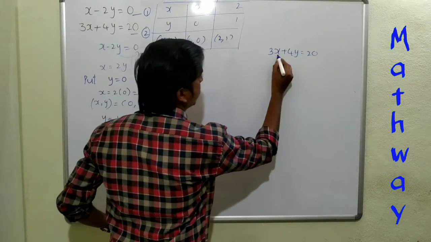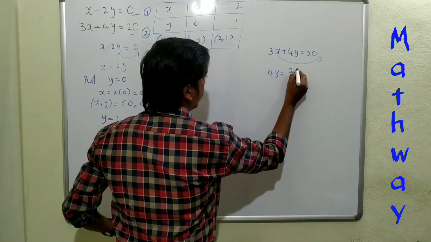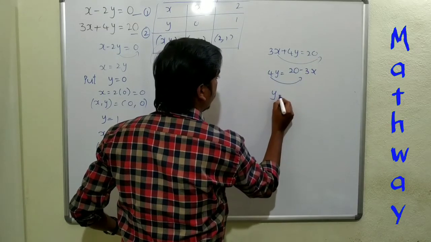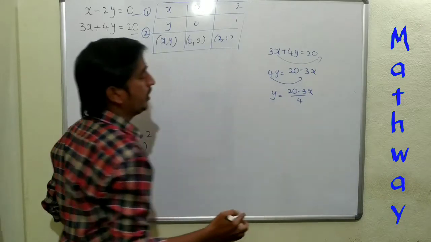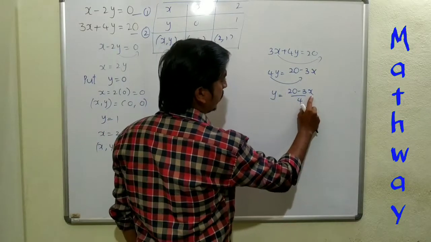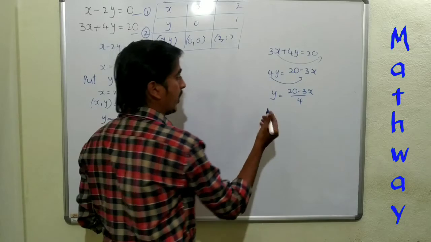So now here I am transposing the x value, then it becomes 4y equals 20 minus 3x. Then after transposing 4, y equals (20 minus 3x) by 4. Now here we need to put the x values, then we get the y value. If you put x value as 0, then 3 zeros are 0. 20 by 4, we get one value.